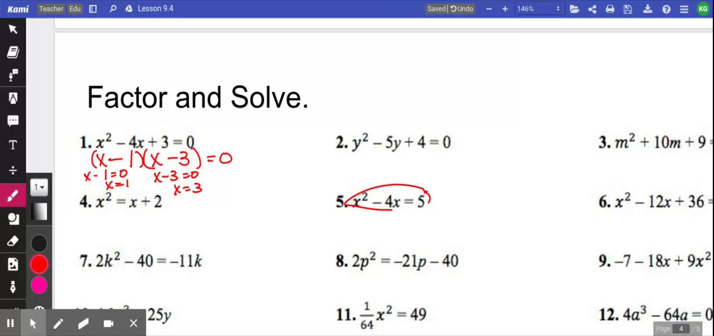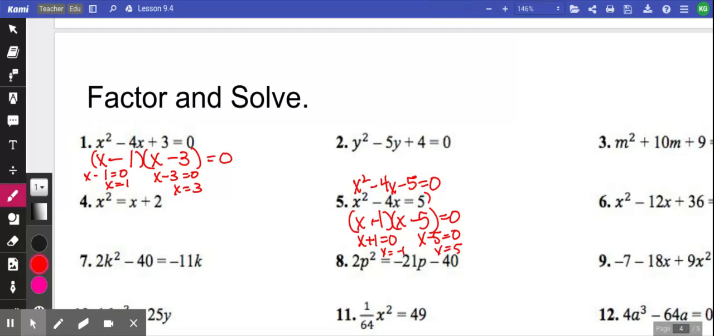On this problem, I have to subtract the 5 first to get it into standard form. So it would give me x squared minus 4x minus 5 equals 0. Factors of 5 that subtract to be 4, 5 and 1. Sign chart says the bigger one gets a minus. So x plus 1 equals 0 and x equals -1. Or x minus 5 equals 0 and x equals 5.